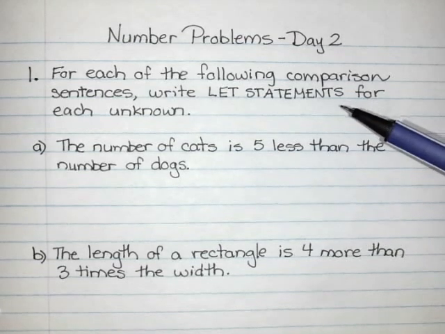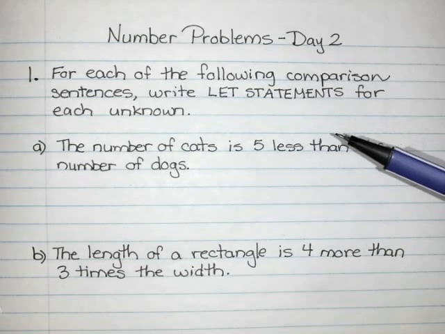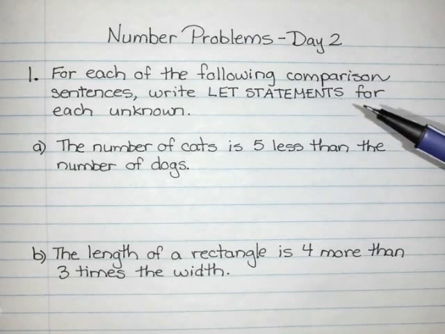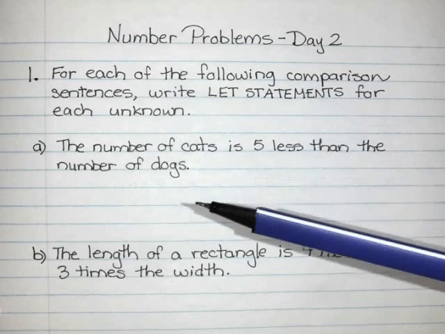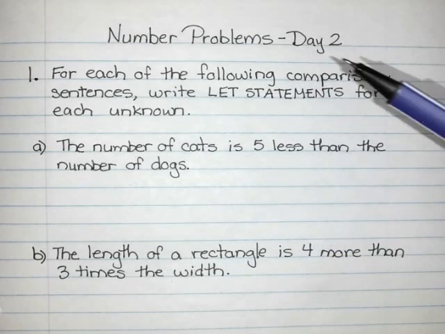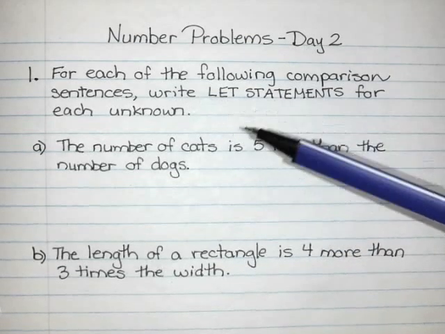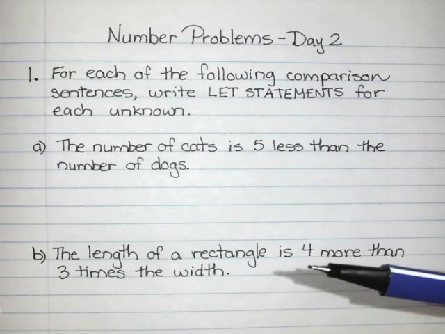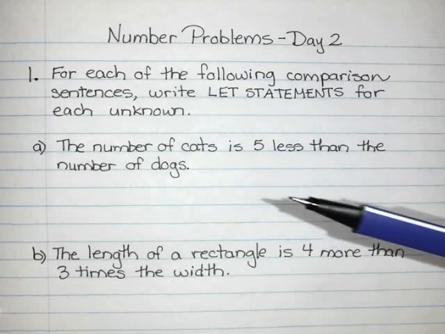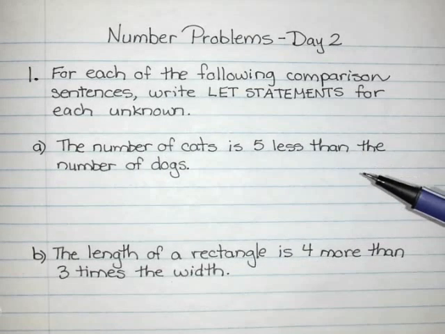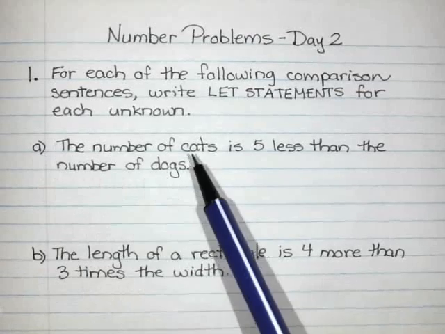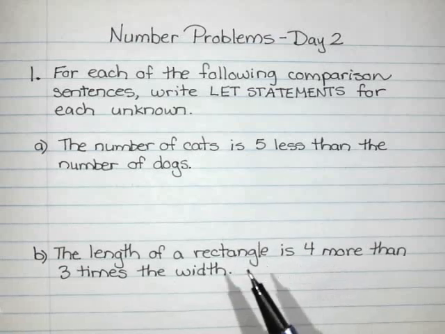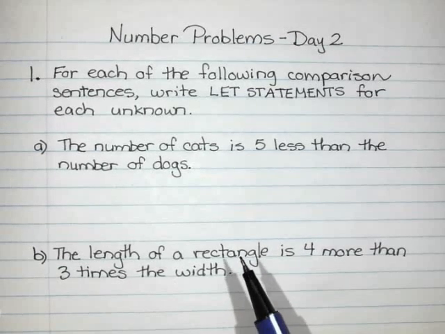A let statement is how you start a word problem by introducing a variable and then telling me what we're going to use for the number of cats and what we're going to use for the number of dogs. And then each unknown, as we already said, would be we don't know what the number of cats is, we don't know what the number of dogs is. So when I'm facing a word problem, I'm going to read it. So it says the number of cats is 5 less than the number of dogs. This is not a complete word problem. It is just one sentence out of a word problem.